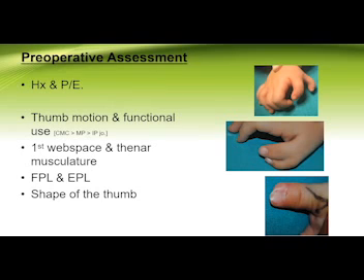The shape of the thumb is very important in thumb duplication, as many patients present due to an aesthetic problem, not a functional problem to be solved, especially in minor thumb duplication grades.